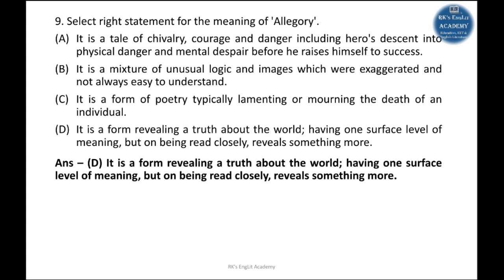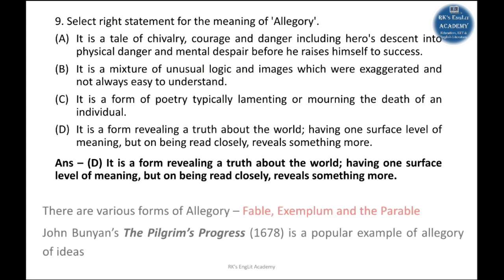Allegory is a form revealing a truth about the world, having one surface level of meaning, but on being read closely reveals something more. There are various forms of allegory. There are three different forms: fable, exemplum, and the parable. John Bunyan's The Pilgrim's Progress, published in 1678, is a popular example of allegory of ideas.